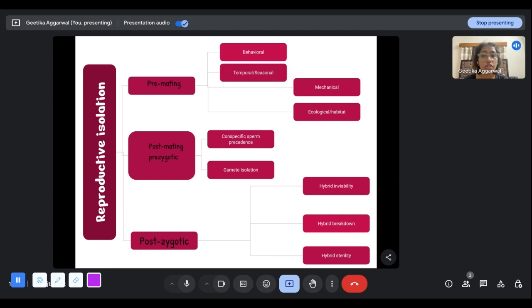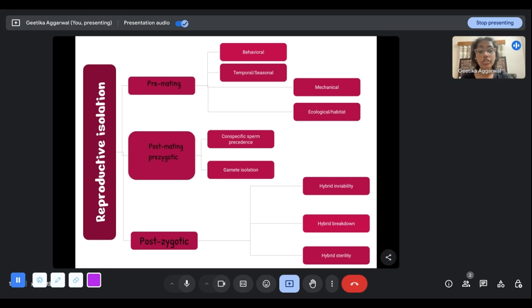Then there is gamete isolation, in which the individuals have mated and the gametes have been exchanged, but there might be certain cell surface proteins which make them incompatible, making it impossible for the ova and the sperm to fuse together and produce a viable zygote. So that is why it's a prezygotic isolation, in which the zygote is unable to form.